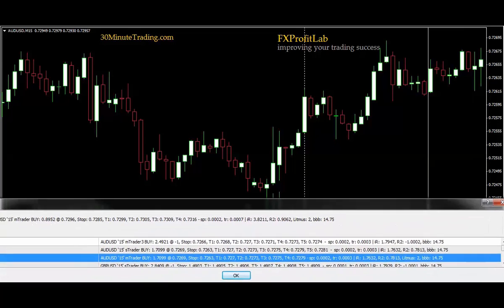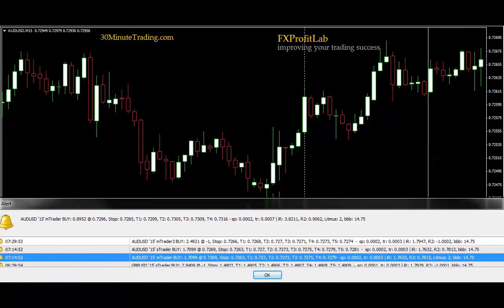The trade alert here kicked off at 7:14:52, saying that we want to buy the Aussie dollar with 1.7 lots, that's 17 minis, at 0.7269 with a stop at 0.7263, target 1, 7270, target 2, 7273, target 3, 7275, target 4, 7279.